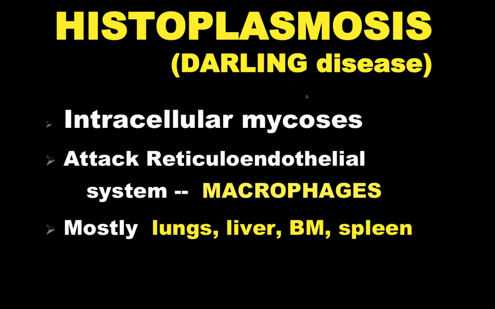Now coming to Histoplasma capsulatum, it is responsible for histoplasmosis, and the other name for this is Darling's disease. They are, as I told you, intracellular yeast cells, and they mainly are present within the macrophages. And via the macrophages, they can be carried, either they are in the lungs or they can be carried to liver, bone marrow, spleen, etc.